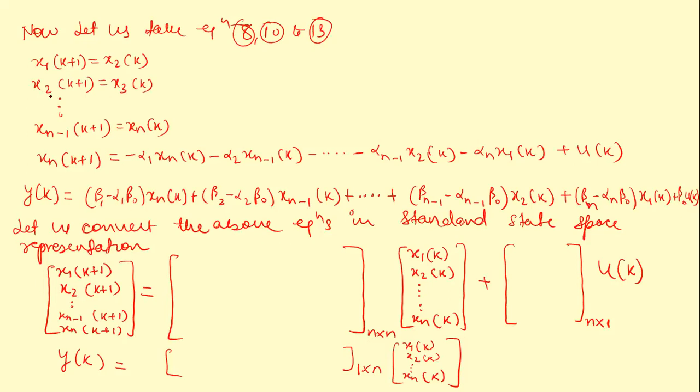Now let us find out the elements of the matrices. In this one, x1 k plus 1 is equal to x2 k. That means the rest of the state variables are 0. That is, x1 k has 0 coefficient, okay, and so on, right?